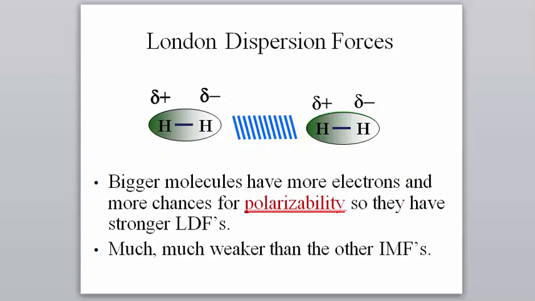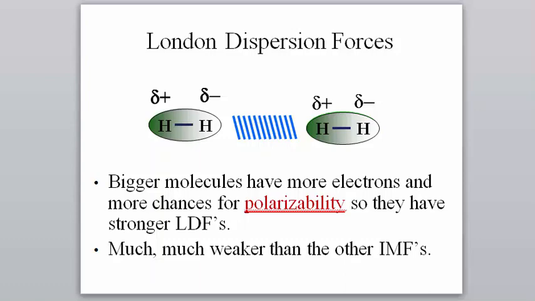And the factors that affect them are the size of the molecule. If you have a larger molecule, you have more electrons and more chances for polarizability, meaning creation of a polar molecule. And in a large molecule, you can have a lot of these London dispersion forces, and they can become quite significant. While we often think they're much, much weaker than other IMFs, in a large molecule they can actually be stronger than even hydrogen bonding. So they are weak forces, but they can become quite significant.